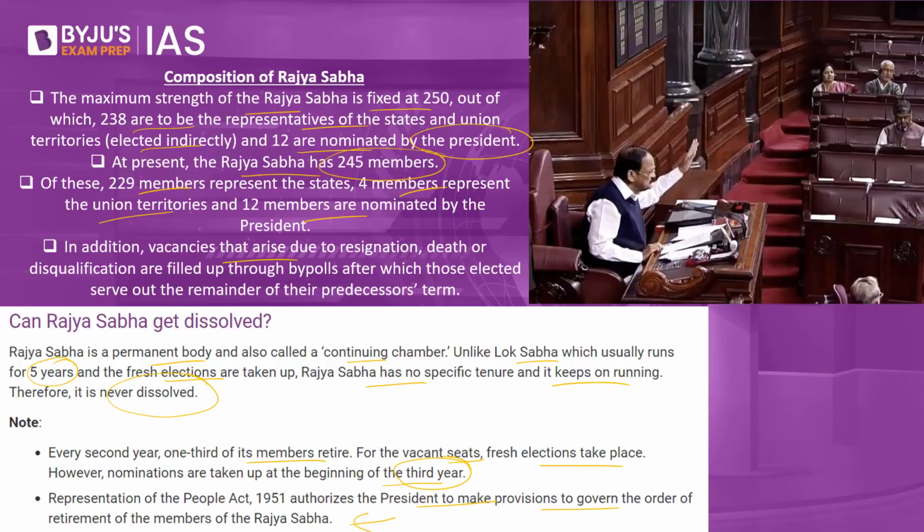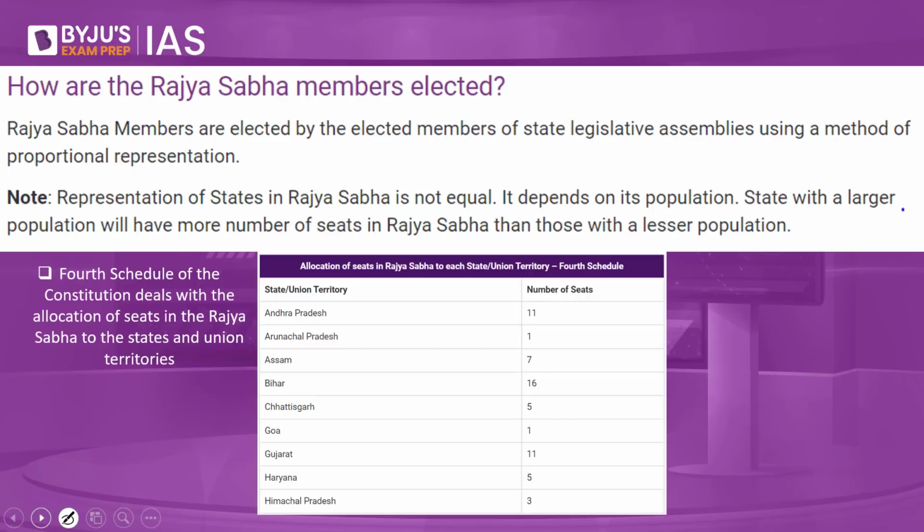In addition, vacancies that arise due to resignation, death, or disqualification are filled through by-polls, after which those elected serve out the remainder of the predecessor's term. This is what happens when it comes to the Rajya Sabha. Now, how does this entire voting procedure take place? Rajya Sabha members are elected by the elected members of the state legislative assemblies. So remember, when it comes to the states, we have the members of the state legislative assemblies. These people elect the members of parliament for the Rajya Sabha using proportional representation.